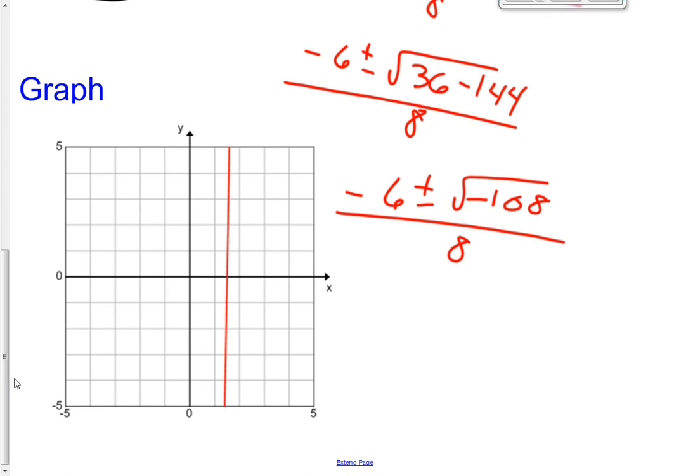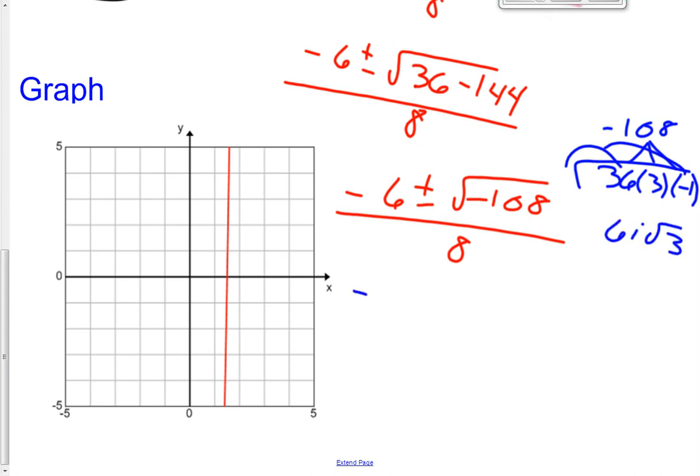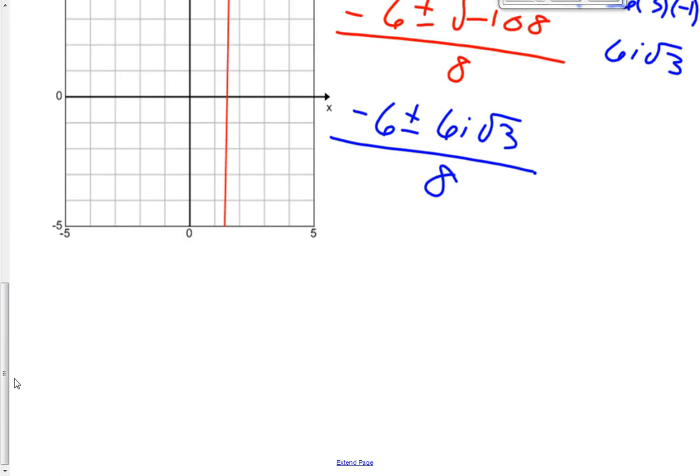We got to break down our radical if we can. So negative 108 breaks up into 36 times 3 times negative 1. So that means it's the same thing as 6i, square root of 36 is 6, square root of negative 1 is i, so 6i square root 3. So we get negative 6 plus or minus 6i square root 3 all over 8. And finally, we got to reduce, all of these can be divided by 2. So it's negative 3 plus or minus 3i root 3 all over 4.